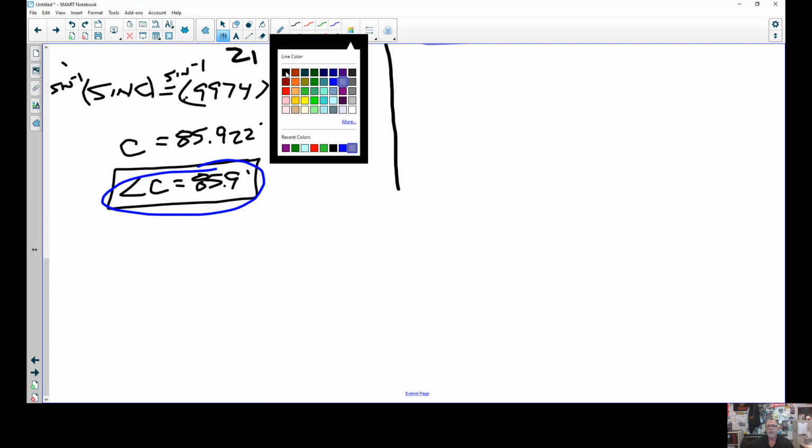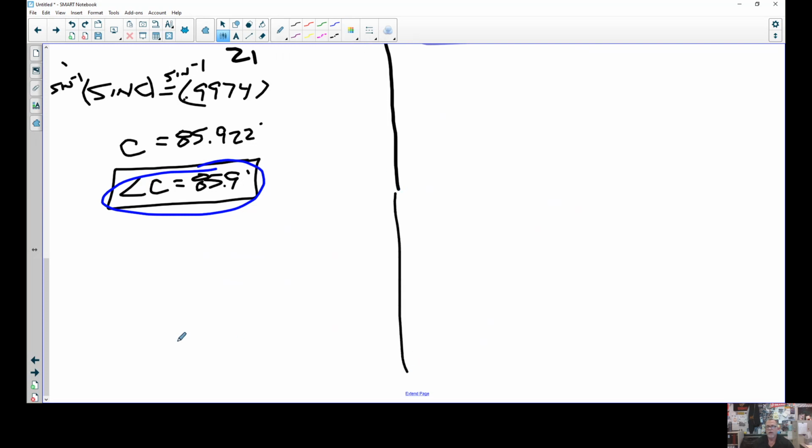Now I can go about solving the rest of this triangle, because guess what? Now I got two angles. If I've got those two angles, I can find angle B now, because angle B is going to be 180 degrees, because all the angles add up to 180, minus the two I already know, 72.2 degrees plus 85.9 degrees. So I know this is going to be 180 degrees minus 158.1. Let's see. 72.2 plus 85.9 is 158.1.